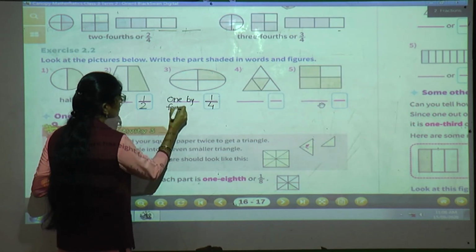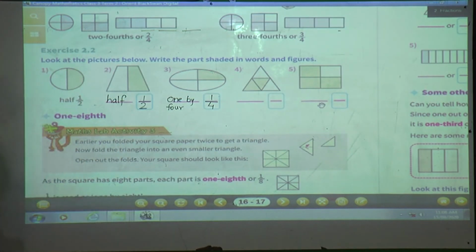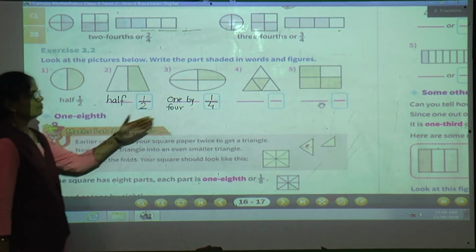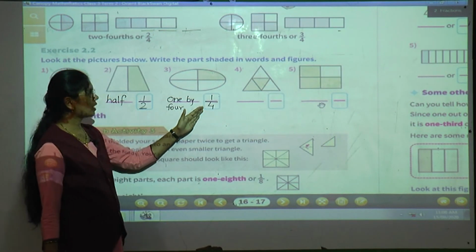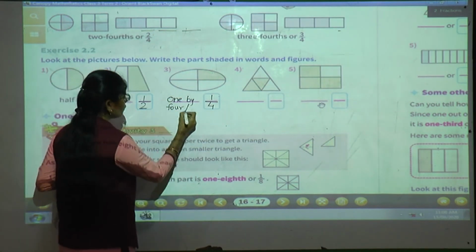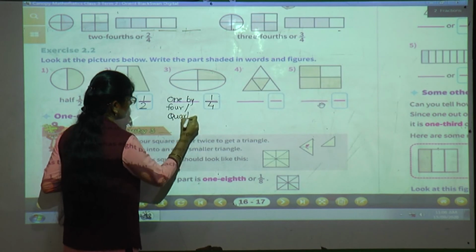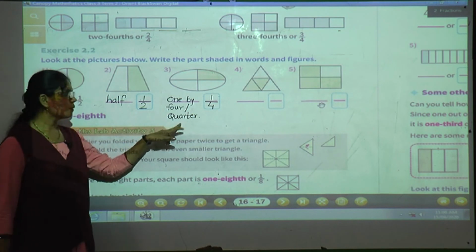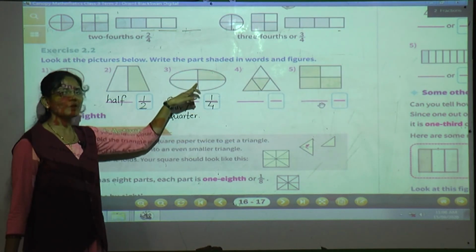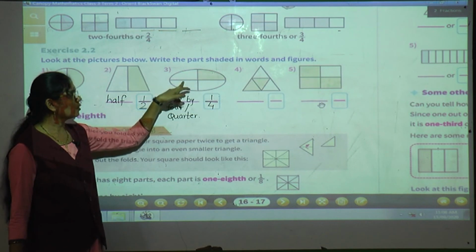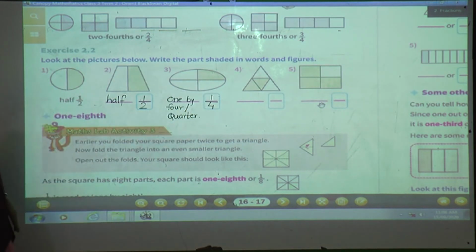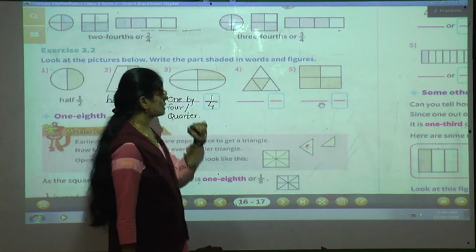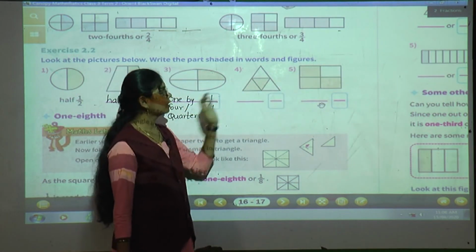So here you can write 1/4, or else there is one more way to write this fraction in words. How will you write this? 1/4 or quarter. Quarter means what? Something is divided into 4 equal parts. So here this circle is divided into 4 equal parts, and out of that 4 parts, 1 is shaded. So it is 1/4 or quarter. Then see the fourth shape, this fourth example. Here one big triangle you can see.